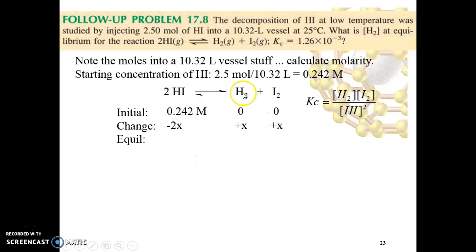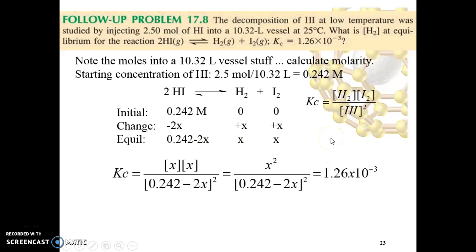So what I'm going to do is I'm going to use X. X is the amount of H2, X is the amount of I2, and then 2X is the change in HI because of the coefficients. So I'm going to be gaining H2 and I2, and I'm going to be losing HI. So at equilibrium, what do I have? I have 0.242 minus 2x, x and x.